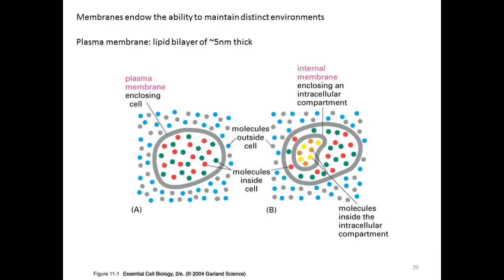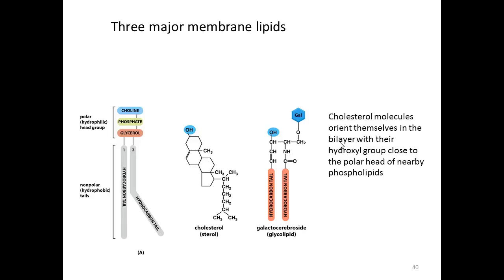One of the main functions of a membrane is to create distinct environments. There's a clear difference between the inside and the outside in terms of molecules that are present. And with organelles, you can even have multiple different environments inside a cell, allowing different chemistries to occur in different compartments. Membranes will not only maintain these differences, they're also partially responsible for their creation.